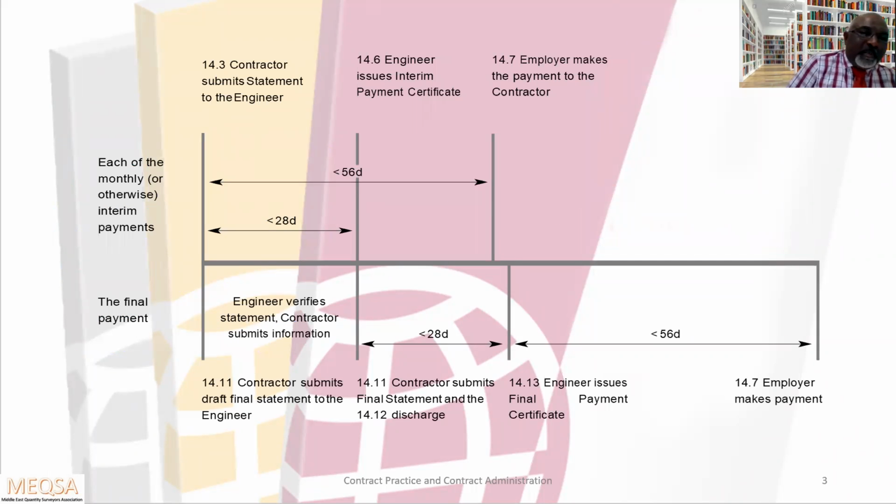You can see here the upper portion. As per subclause 14.3, the contractor submits a statement to the engineer. Within 28 days, the engineer issues the interim payment certificate to the employer. Then subclause 14.7, the employer makes the payment to the contractor. The total duration is 56 days. Within 28 days, the engineer has to certify. After that, the employer will take another 28 days, total within 56 days.